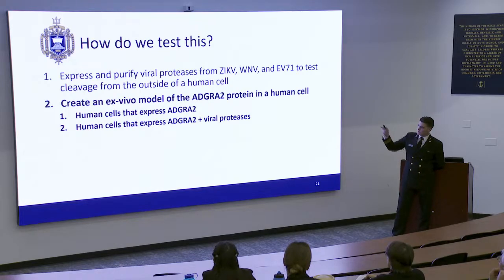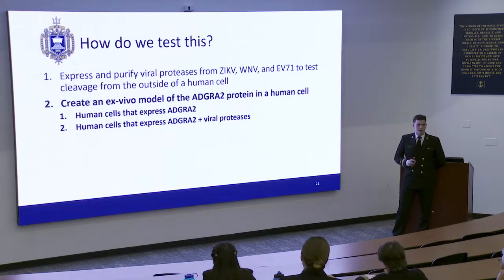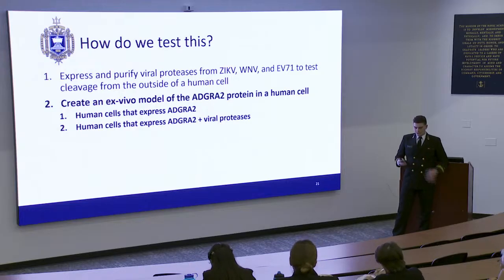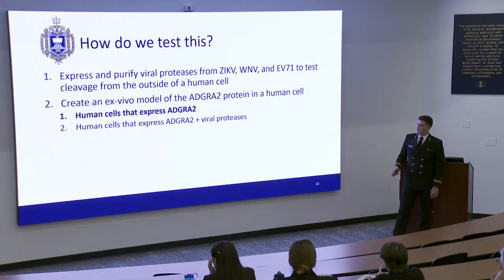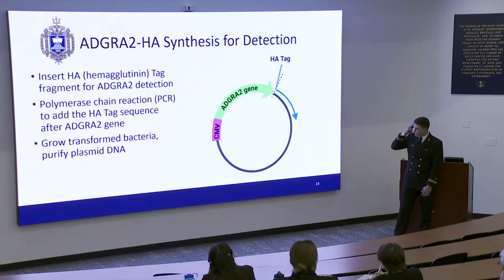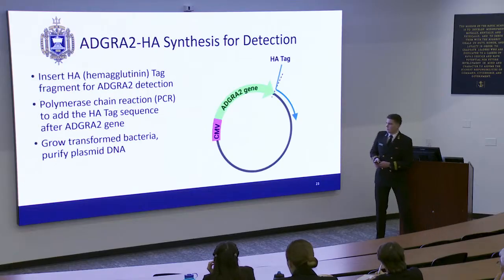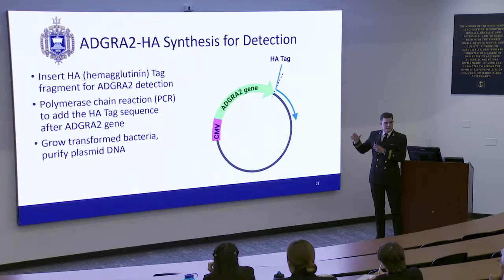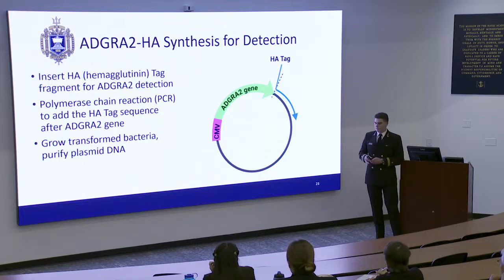The next step would be to create an ex vivo model of the AdGrad2 protein in a human cell. Basically, ex vivo meaning it's a living cell, it's a functioning cell, but it's outside of the organism. And we first need to get human cells that express AdGrad2. So this was actually the work I did for my capstone in the second semester of second class year.